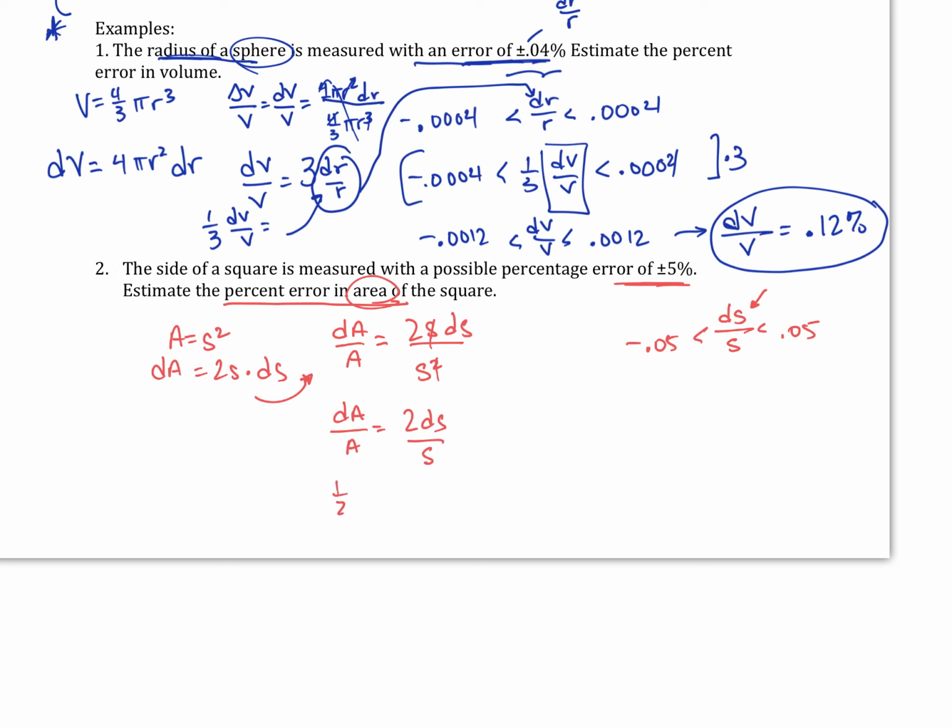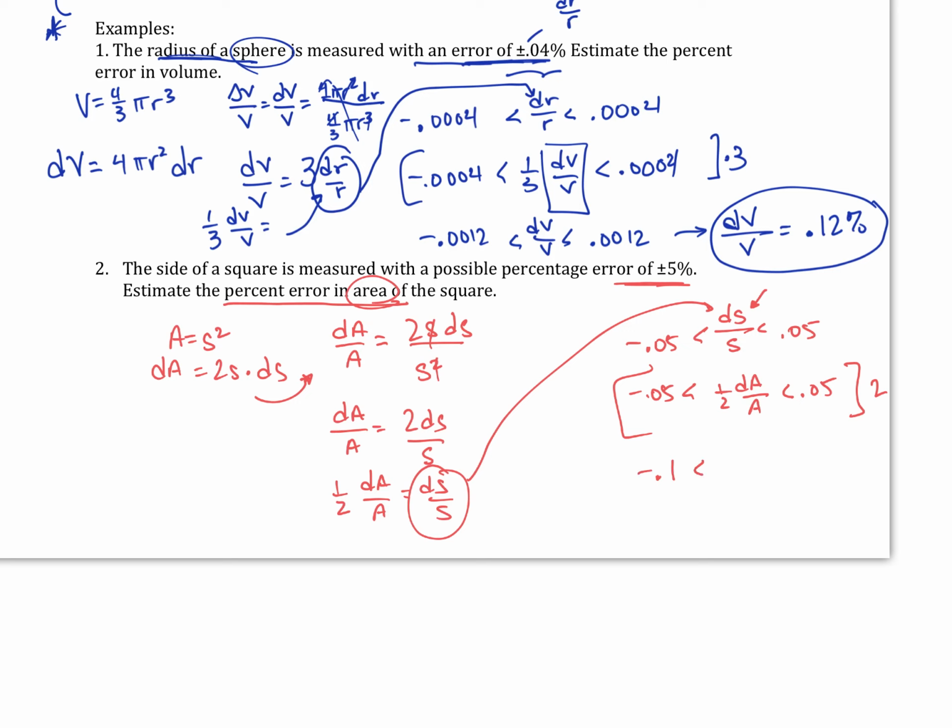Well, what happens here? That's going to be 1/2 dA over A equals ds over s, and I will put that in here. So negative 0.005 less than 1/2 dA over A, because I just substituted this value in right there, less than 0.005. Now I multiply everything by 2, and I'll get negative 0.01 less than dA over A, less than 0.01. So that means the change in area over area, that error analysis, is plus or minus 1%.